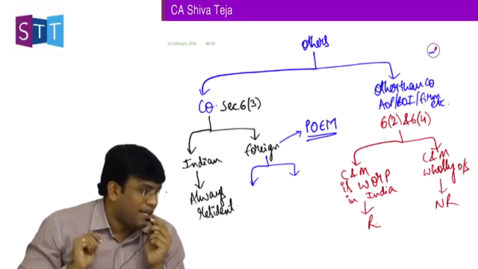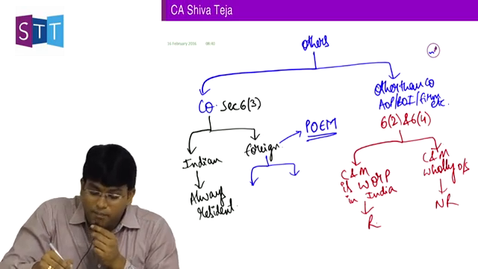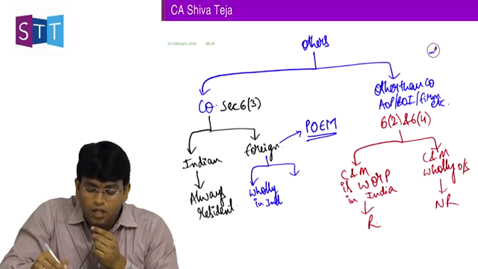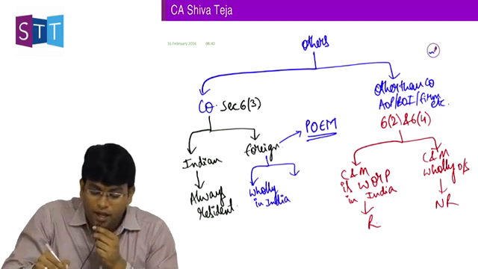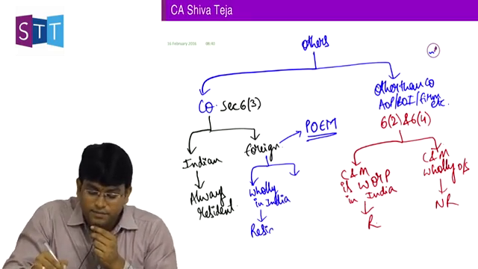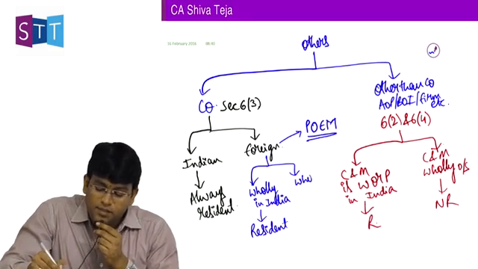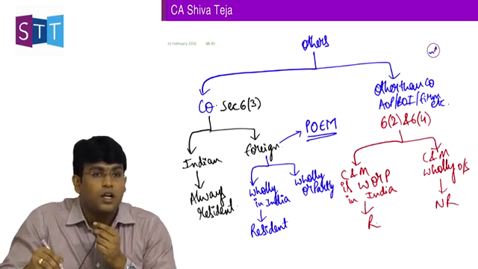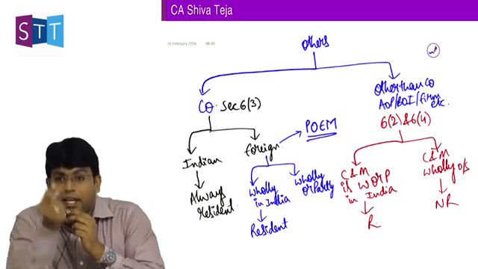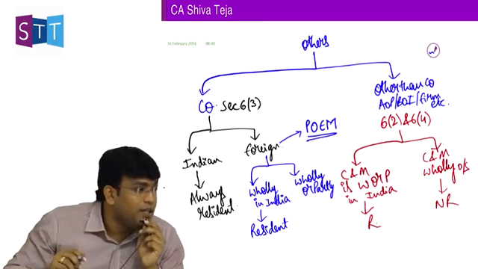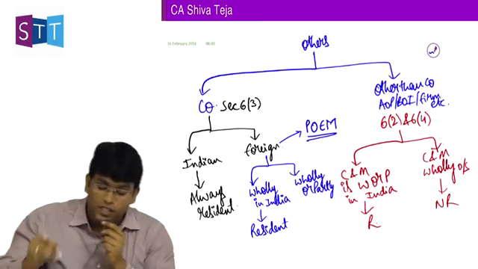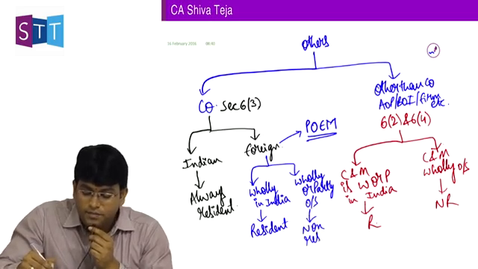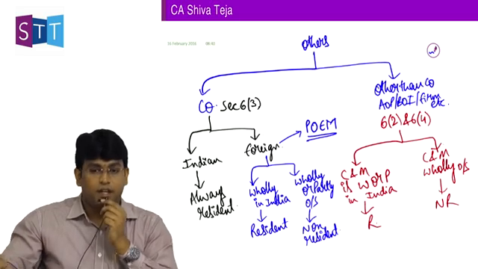Place of effective management. For a foreign company, if POEM is wholly in India, we call it resident. If POEM is wholly or partly outside India, then we call it non-resident. Partly means any percent. It could even be 1%. It need not be 50-50. Sir, I told this point, it need not be 50-50.